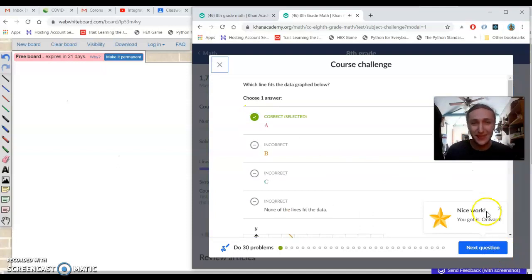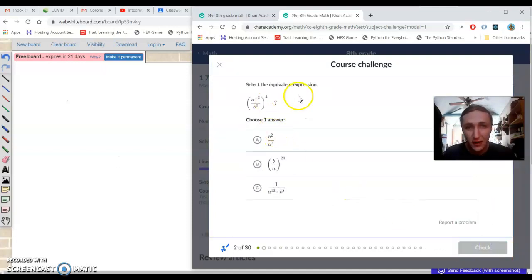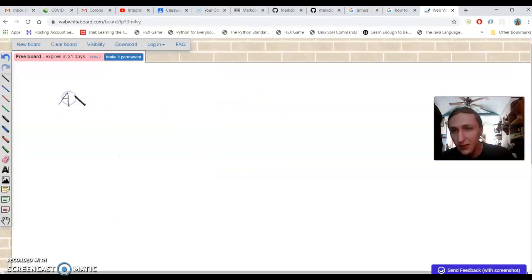Next one. Okay, these are going to get harder as we go, though, I'm sure. Next question. Okay, now we've got properties of exponents. So we might be using the whiteboard on this one. Select the equivalent expression for a cubed. Oh, there's a negative sign there. We've got to be very careful about that. There's a negative sign, so we have a to the negative 3.